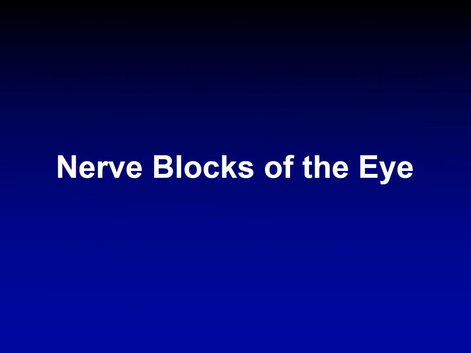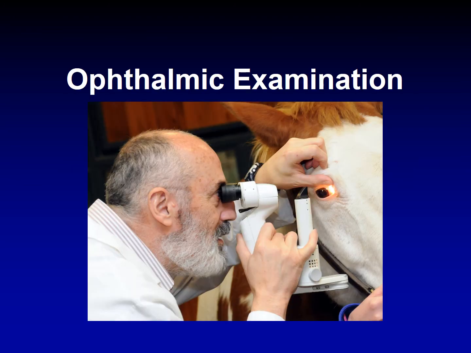So the nerve blocks of the eye are pretty important. These nerve blocks are important for many reasons. The very first thing is to do a complete ophthalmic exam. A complete ophthalmic exam requires nerve blocks around the eye so the examiner can actually see what's going on in the eye.